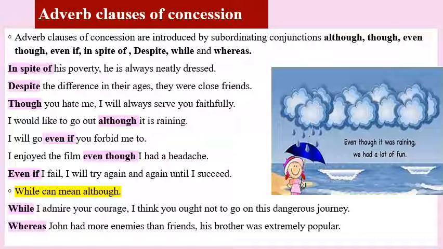And here, in adverb clauses of concession, they are usually introduced by subordinating conjunctions such as although, though, even if, in spite of, despite, while, and whereas. I need to mention here that despite and in spite of mean the same, and they are usually followed by a noun phrase. Look at that. In spite of his poverty, this is a noun phrase. And sometimes they are followed by an ing form. And despite the difference in their age, they were close friends.